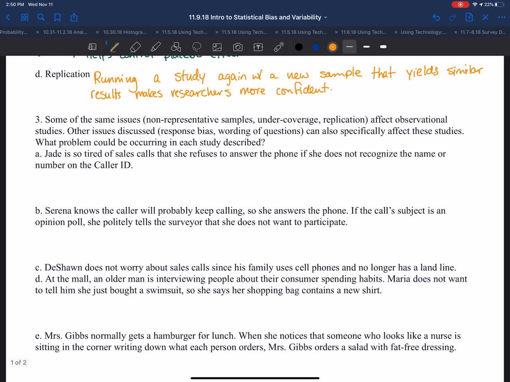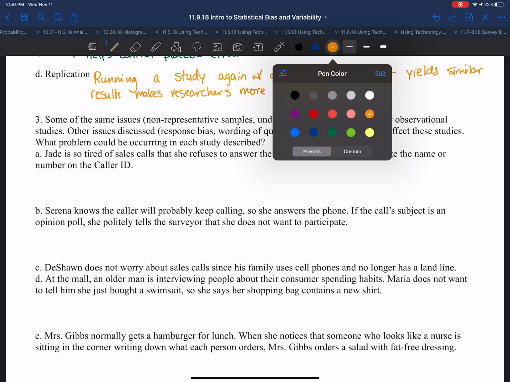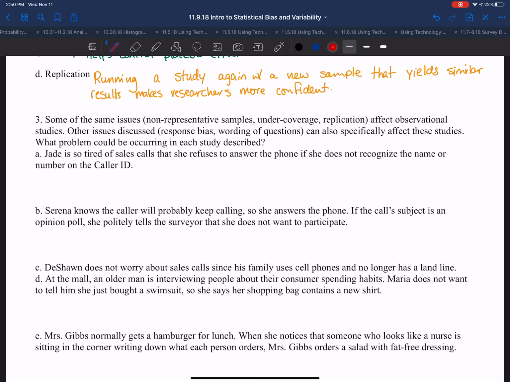Now, some of the same issues, such as non-representative samples, undercoverage, and replication, affect observational studies. Other issues discussed, such as response bias and wording of questions, can also specifically affect these. Now, what they want us to do is find what could be wrong or what problem could be occurring in each of these studies. So we want to read this study and then figure out, okay, why is this bad? What's going on here that's wrong?